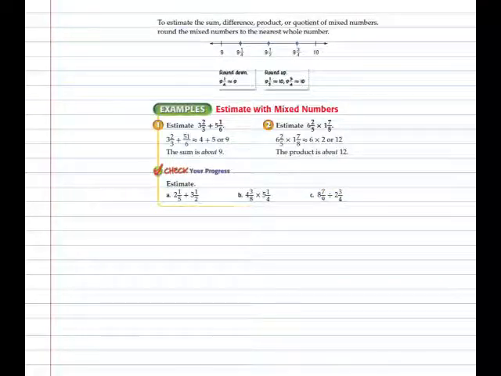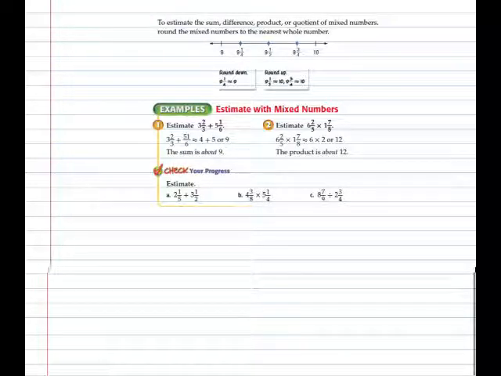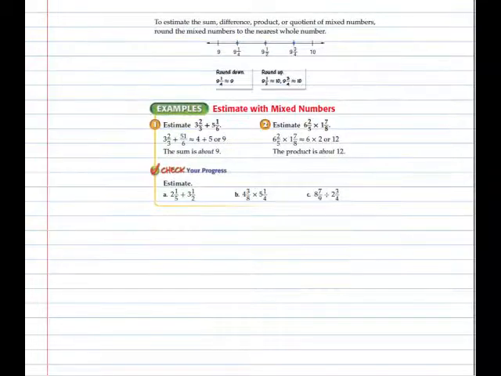Estimating with mixed numbers. Again, we're going to round to the nearest whole number. 3 2/3, you can see, rounds to 4. 5 1/6 rounds to 5. 5 plus 4 is 9. 6 2/5 rounds down to 6. 1 7/8 rounds up to 2. 6 times 2 is 12.